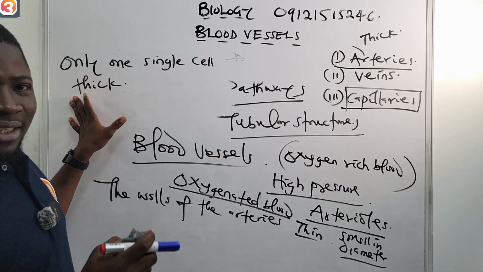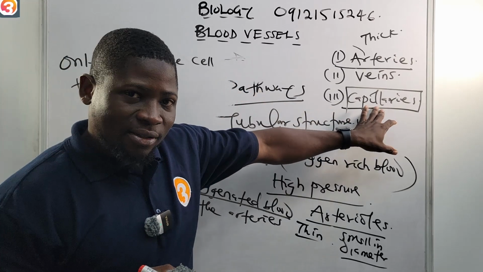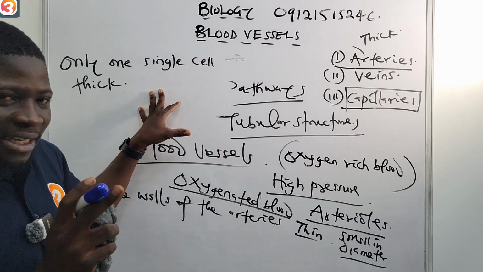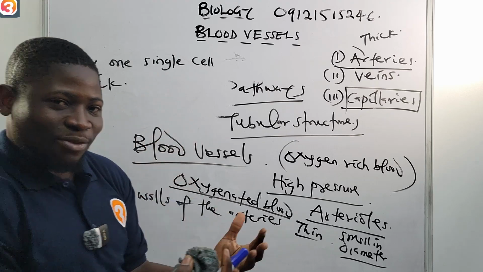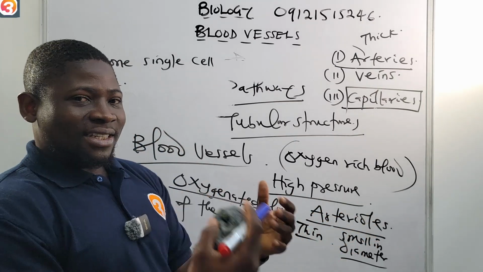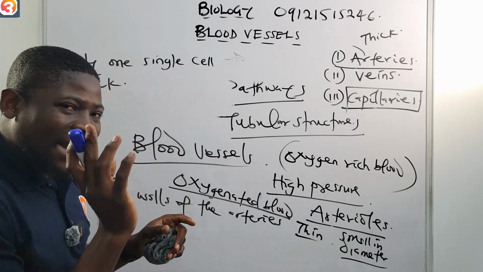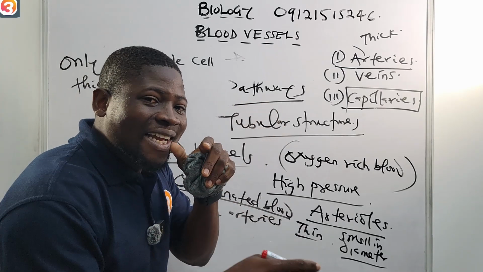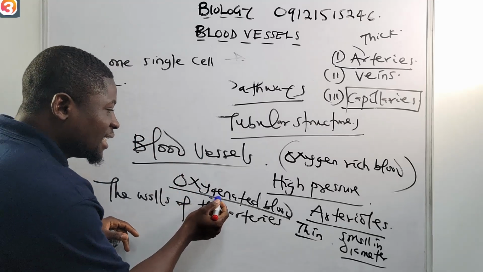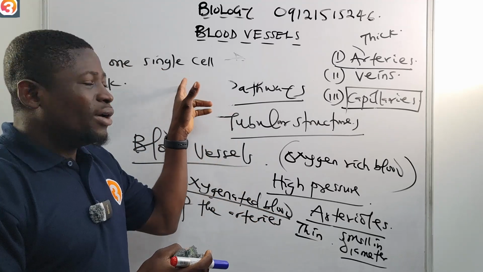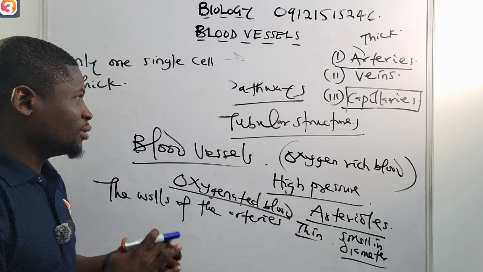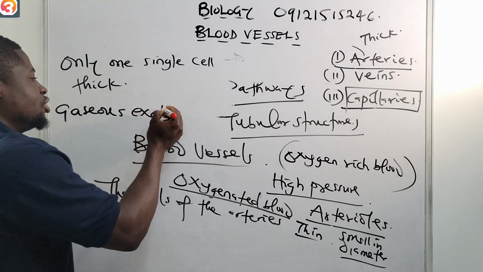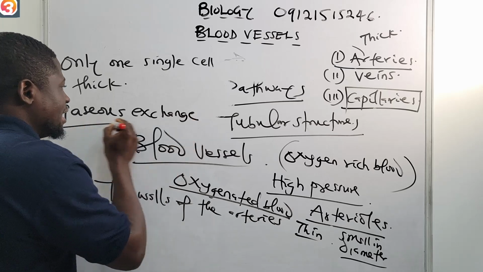Now, as these capillaries are formed, which are just a single cell thick, the blood now reaches the cell. Remember that the blood coming from the arteries to the arterioles to the capillaries and now reaching the cell is oxygenated blood. So at that point, something we call gaseous exchange happens.